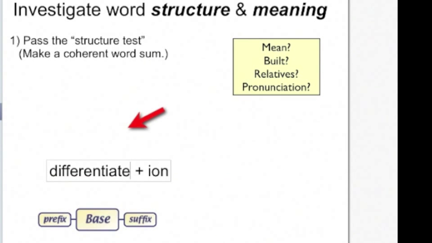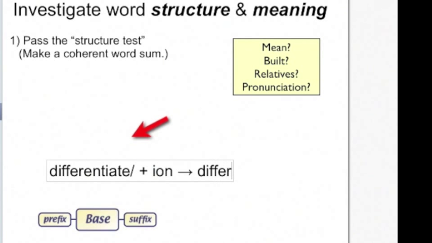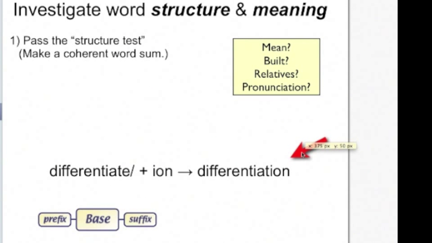Now, the thing that we need to remember, that these kids have no problem with, is that vowel suffixes replace single silent E's. So my word sum hypothesis works because if I were to write this out, I get the whole word differentiate, no E, ION, and I get the correct spelling. So my word sum is coherent.